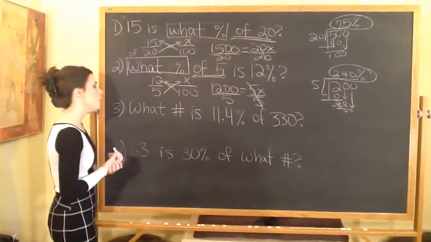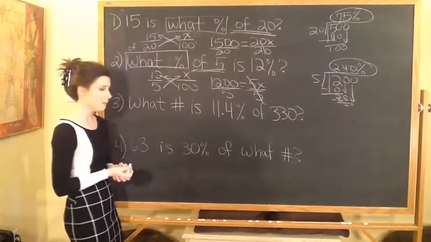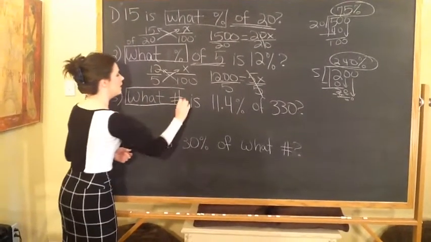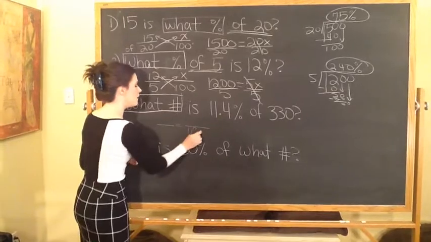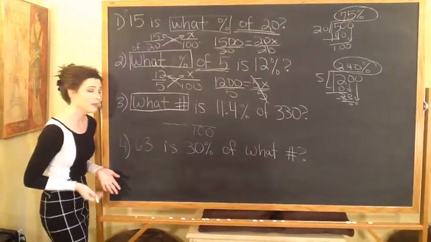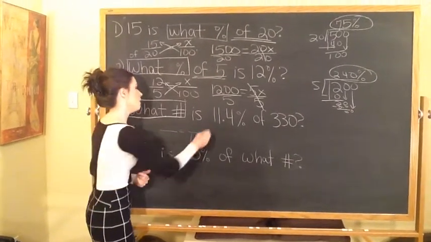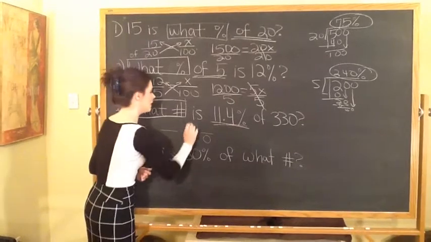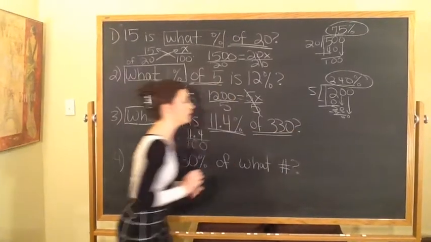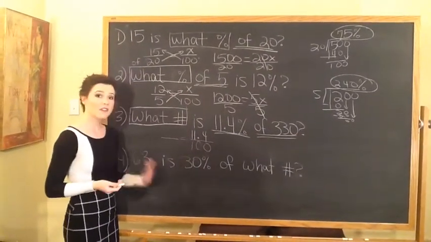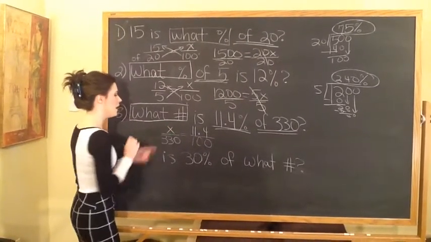Okay, number 3. It says, what number is 11.4% of 330? So first of all, I'm looking at what number. So we are looking for a certain number. Now, which number are we looking for? So first of all, we always know that this second denominator is always 100 because this is talking about the part out of 100 or the partial percent out of 100. We're also given a percent. So that means 11.4 goes in our numerator. And then it says of 330. And since it says of 330, we know that that's going to be our denominator. And then we are looking for this number.